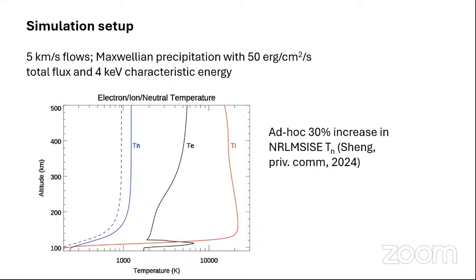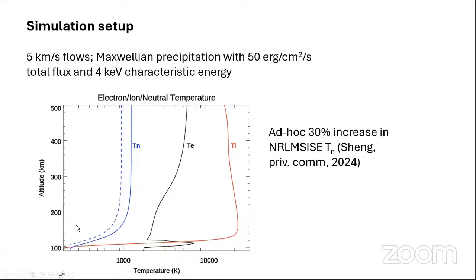These precipitation parameters come from the TREx measurements, which I will mention later. Here I present the electron and ion temperature from the simulation 10 minutes after I imposed the strong flow and aurora precipitation. As you can see, there is very strong enhancement of the electron and ion temperature. I particularly point out the existence of the anomalous electron heating here.